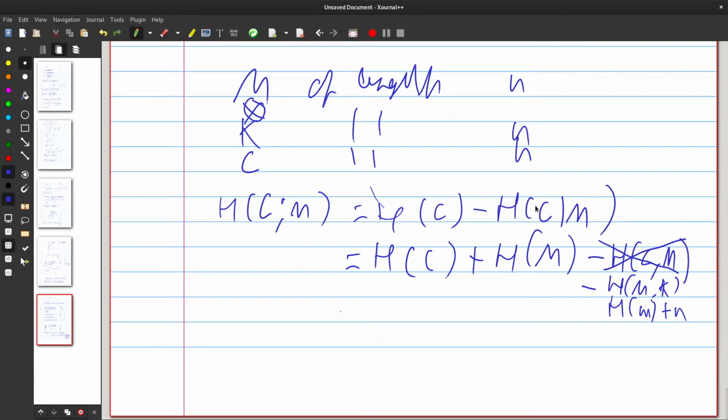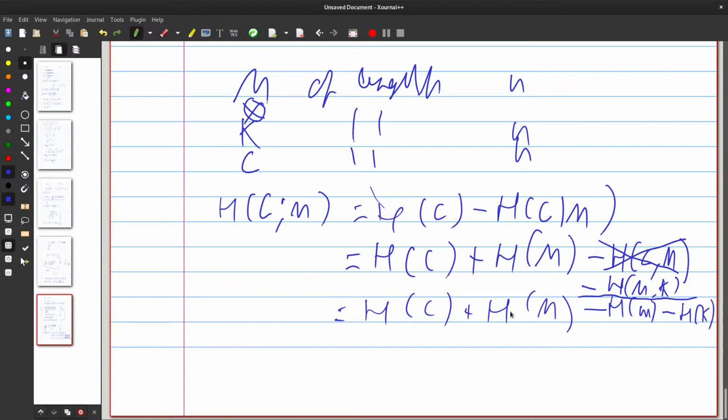We don't really care. But notice here, what we're doing is subtracting from H(M), oh sorry, let me just, equals H of C plus H of M, just draw a line here, minus H of M minus H of K. That looks awful. K, there you go. So we've got these two cancel out, so this is equal to H of C minus H of K.